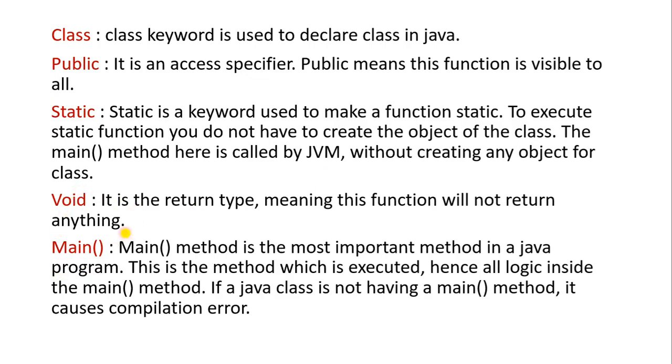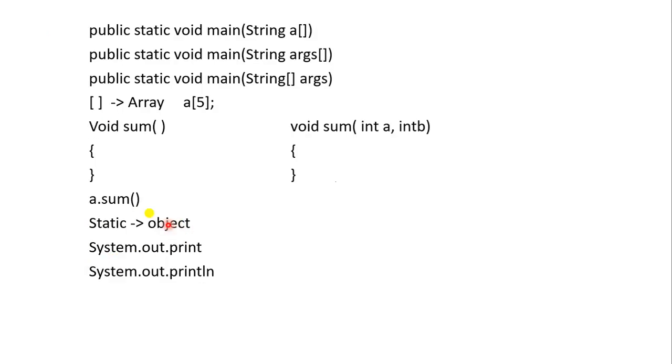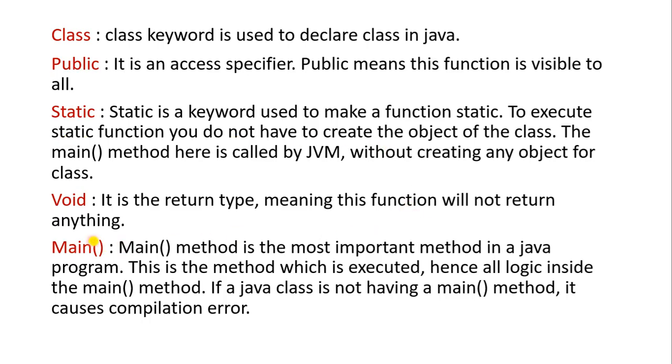So void is nothing but the return type. That only I told. It is the return type, meaning this method will not return anything. You must have tried many of the methods or functions in C++ or C. So void is the return type, meaning no return type. It returns nothing.